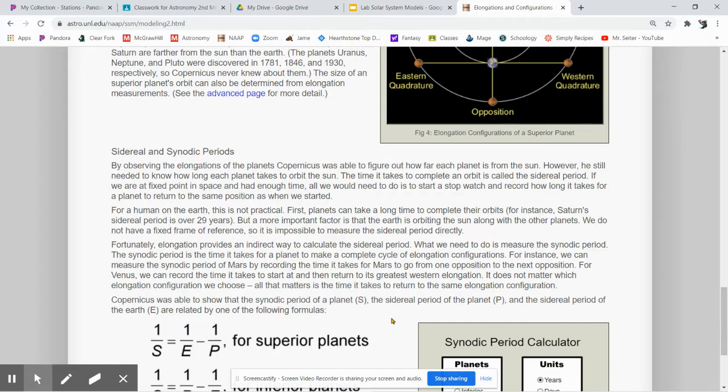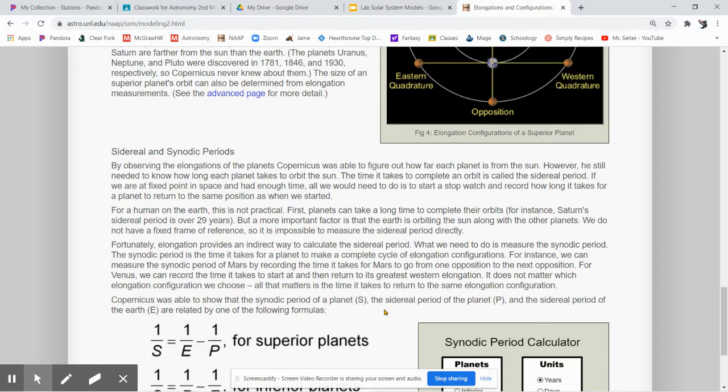However, he still needed to know how long each planet takes to orbit the sun. The time it takes to complete an orbit is called the sidereal period. If we are at fixed points in space and had enough time, all we would need to do is start a stopwatch and record how long it takes for a planet to return to the same position as when we started. For a human on Earth, this is not practical.